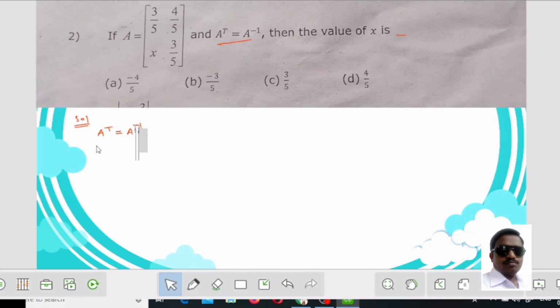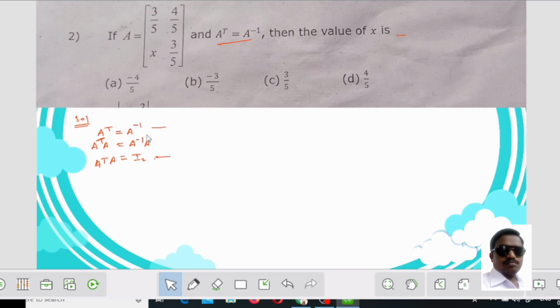Instead of using this statement, now we are reducing it to a simple statement by post multiplying A on both sides. A transpose A equal to A inverse A. We know that A inverse A equal to I2 because the matrix A is 2 by 2. Finally we got A transpose A equal to I2. This is the simple statement we derived. Instead of using A transpose equal to A inverse, it's better using A transpose A equal to I2.